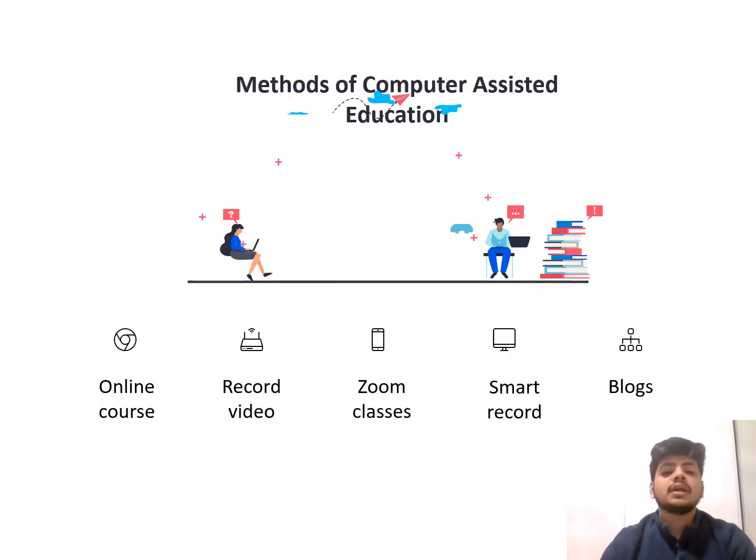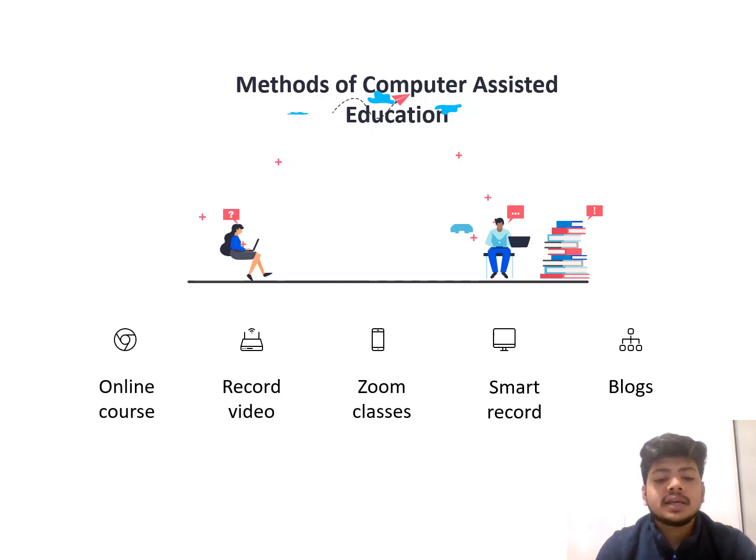So moving on, methods of computer assisted education. Which methods are being used? The first common method we can see is online courses. Nowadays we can see all the students are learning through online systems. They are getting their knowledge and their syllabus covered through online courses, so there is no particular need of an educator. They can learn their syllabus from online courses.